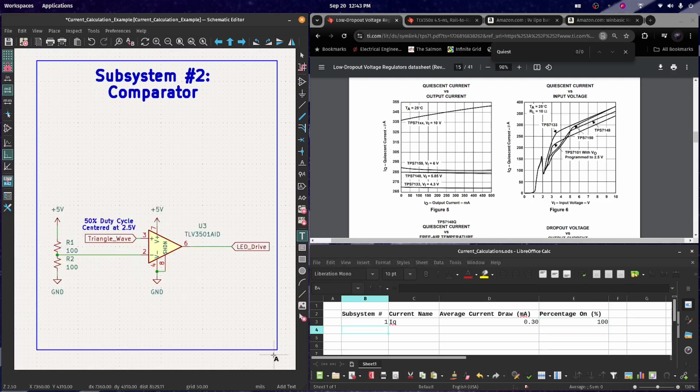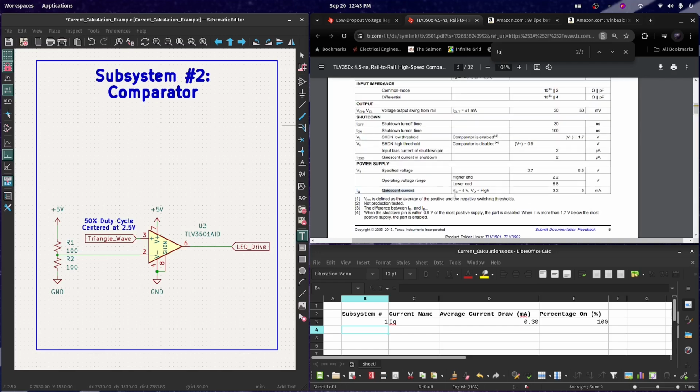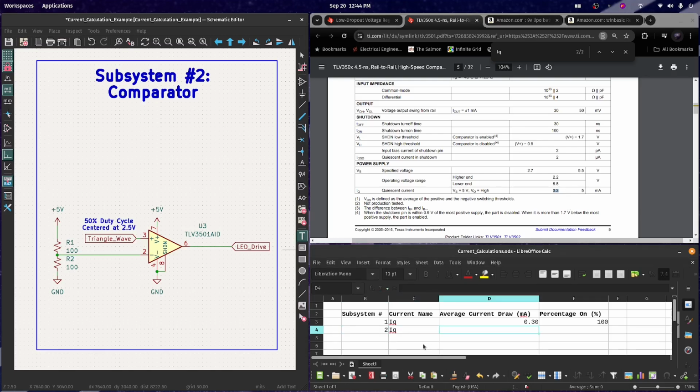Now let's look at our comparator subsystem. This comparator has two sources of current that it's consuming: one on the left in this resistive divider, and the IQ of the comparator itself. Let's start with the IQ of the comparator. From the datasheet, it's saying that the supply current is 3.2 milliamps. Let's confirm that by searching for IQ. When the voltage supply is 5 volts and VO is high, it's consuming about 3.2 milliamps typical and 5 milliamps max. So again, we will log this, 3.2, and this comparator is always on.